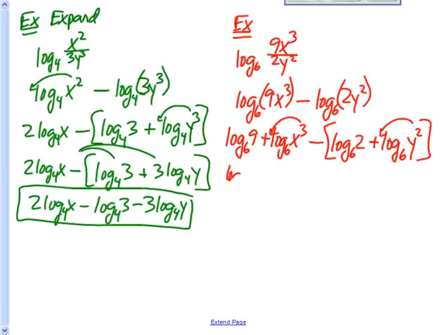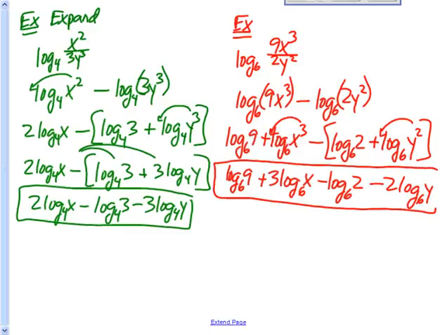So we have log base 6 of 9 plus 3 log base 6 of x, and then minus log base 6 of 2. I'm going to distribute the minus at the same time. Minus 2 log base 6 of y. Okay, there it is, expanded.